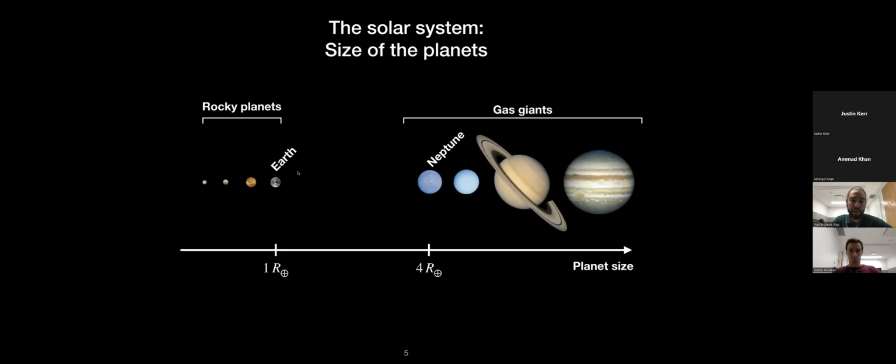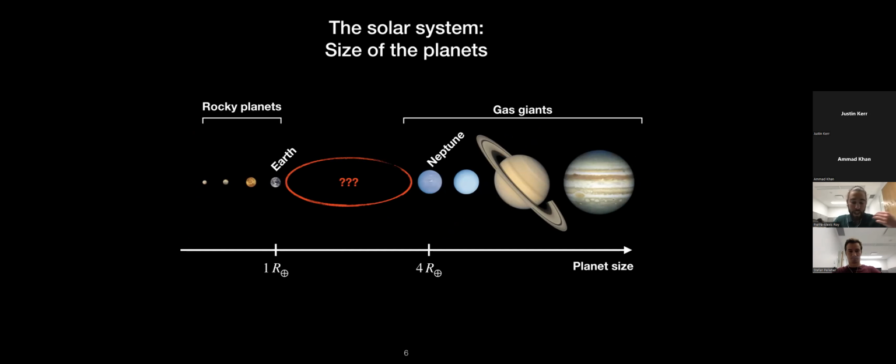And in between them, in between the Earth, which is the biggest rocky planet, and Neptune, which is the smallest of the gas-rich ones, there is no interesting object. There's no planetary object that we can study. And for a long time, that was the picture we had of planetary bodies in our galaxy.